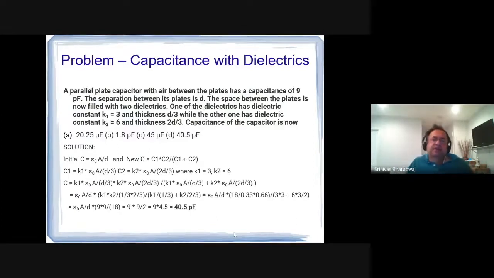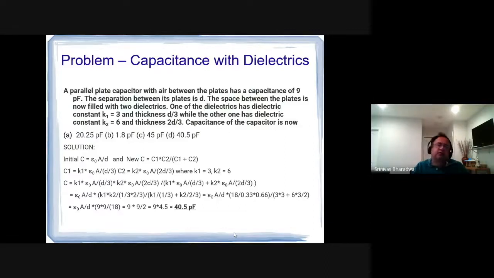So now, when you fill it with two materials in series, you can think of it as creating two capacitors. The initial capacitance is 9, right? Therefore, the original D by 3 part is going to have a capacitance of 3 picofarads. Now, when you increase its K by 3, it becomes 3 times that. Therefore, it will be 9 picofarads.